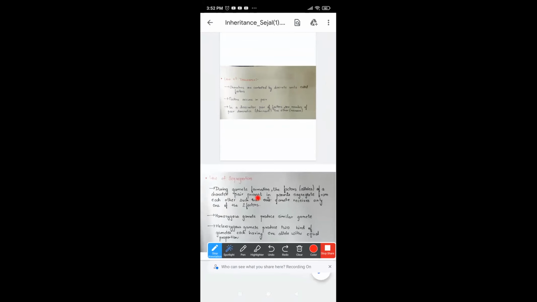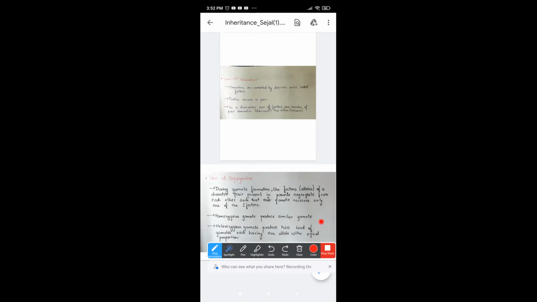The next is the law of segregation. During gamete formation, the factors or alleles of a character present in the parent segregate from each other, and a gamete receives only one of the two factors. That is, if the factors are capital T and small t, the allele pair, then during gamete formation they segregate, and one gamete gets capital T, one gets small t. We studied this in the monohybrid cross.